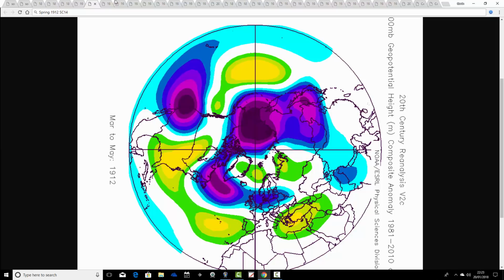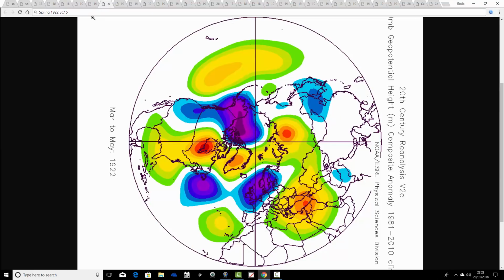but also quite wet as well in the spring of 1912. The spring of 1922 is next.